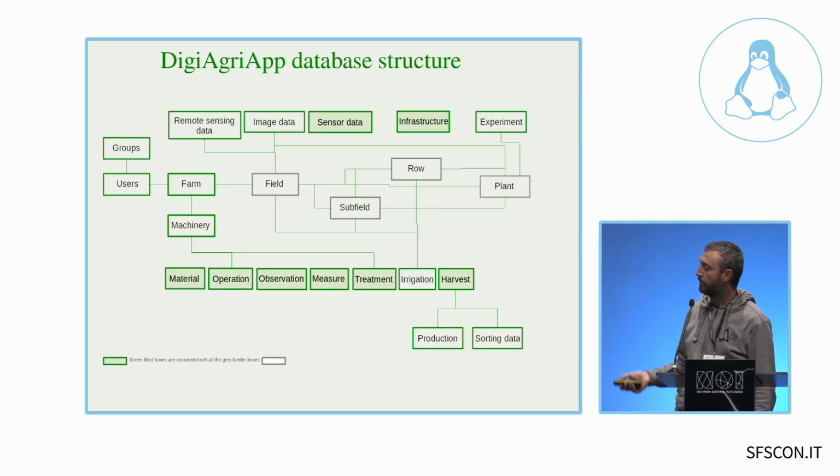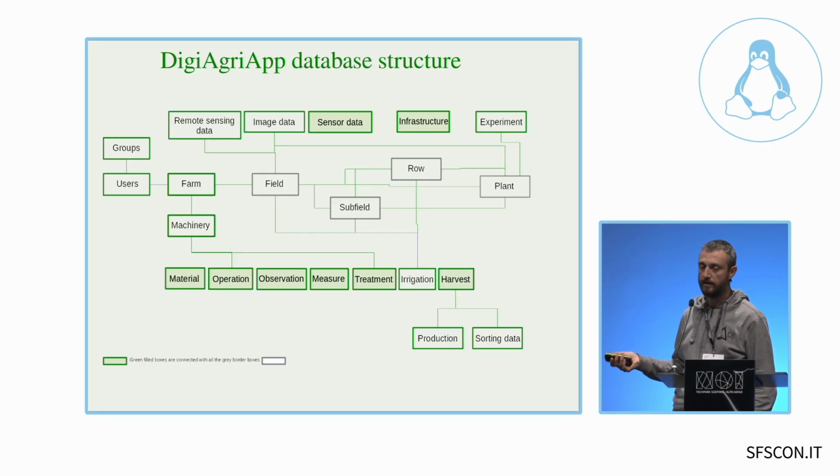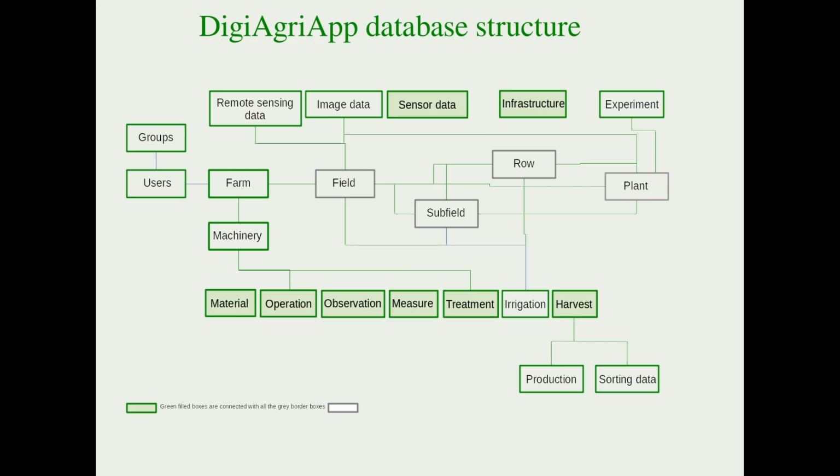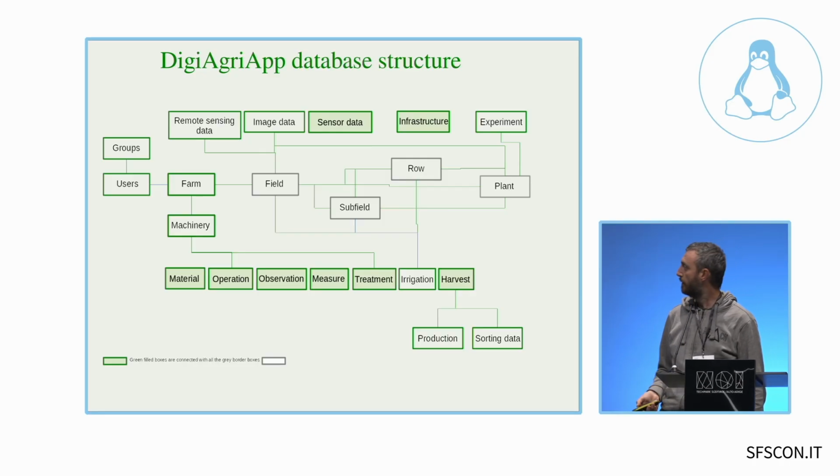This is a simplified image of the database. We have the farm, which is the central point where we can connect users and all the geographical parts of a field. So we have a field, we have a subfield that is a part of a field, we have rows, and we can arrive to the singular plant.